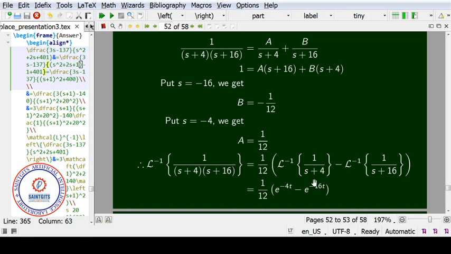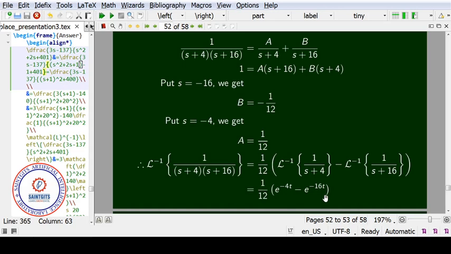But we are familiar with the result. L inverse of 1 by (s plus 4) is equal to e raised to minus 4t. Then we put this minus here. L inverse of 1 by (s plus 16) is equal to e raised to minus 16t. So we got L inverse of 1 by (s plus 4) into (s plus 16) equal to 1 by 12 into (e raised to minus 4t minus e raised to minus 16t).